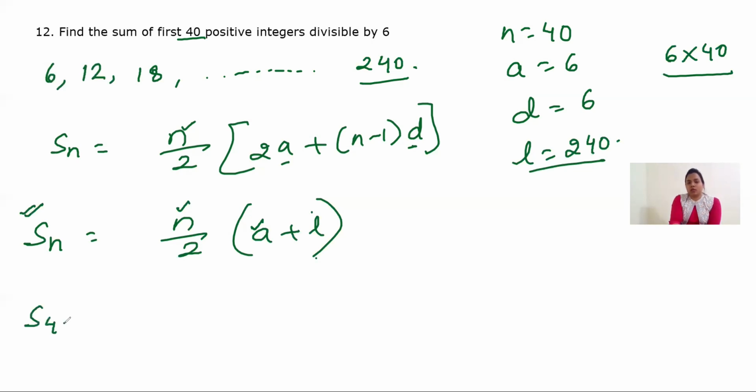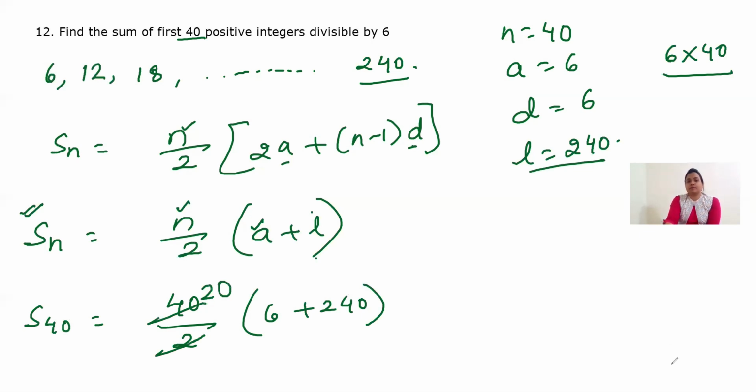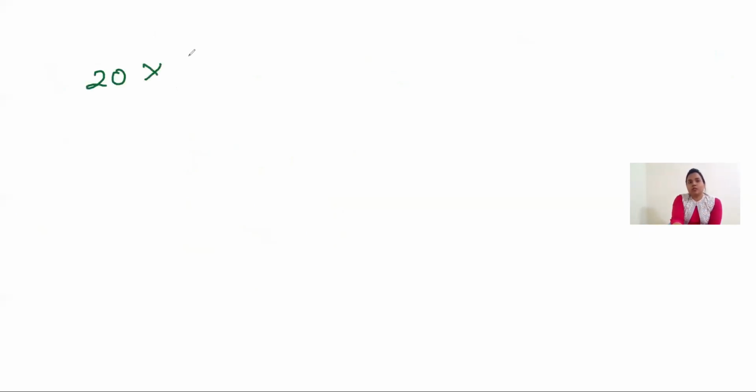Sn, that is S40, is equal to 40 upon 2, times (A is 6, L is 240). This I can cancel by 20. So it is 20 into (6 plus 240), that is 246. I can simply multiply this. 6 2s are 12, 4 2s are 8, 1 9, 2 2s are 4, so 4920 is the answer.